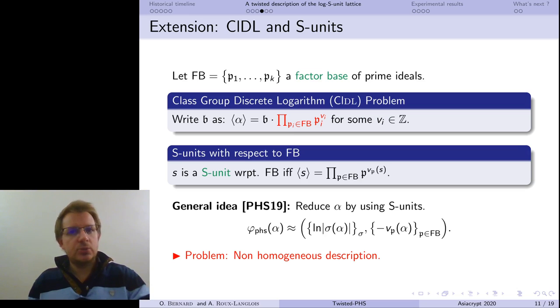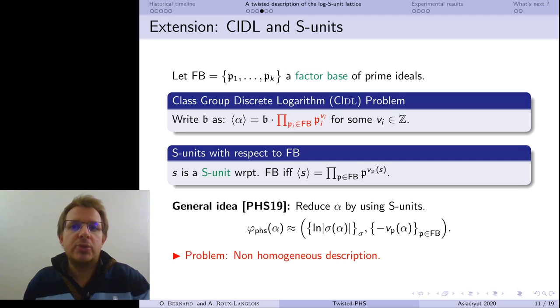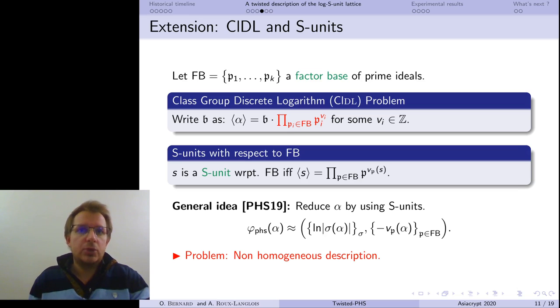And you will define S units with respect to this factor base as elements S such that the ideal generated by S is your algebraic integer ring times ideals in the factor base. And so the idea is then to use these S units to reduce your output of the class group discrete logarithm. And in the PHS algorithm, they suggest to use this function. So you can recognize in the first part the logarithmic embedding of alpha. And then in the second part, you have some integer finite valuation, minus v_P of alpha, for ideals in the factor base. And the problem of this function is that it gives you a non-homogeneous description of your problem.